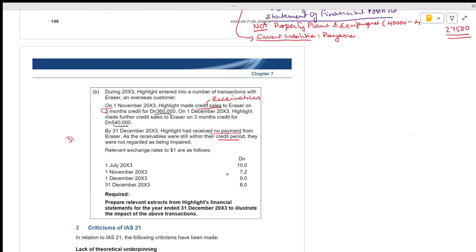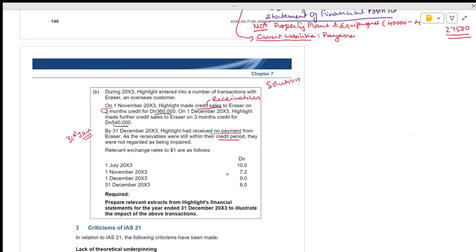The sale done on November 1st is valid till 31st January, 3 months, and the sale of 1st December, again as simple as that. Whatever the terms and conditions. Now, based on that, there are two sales. We have to follow the same thing.